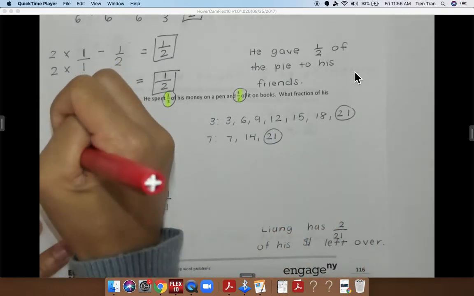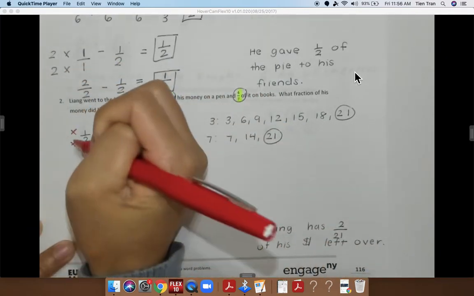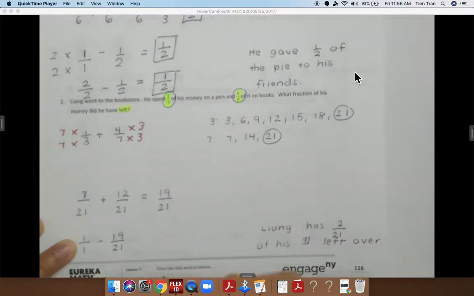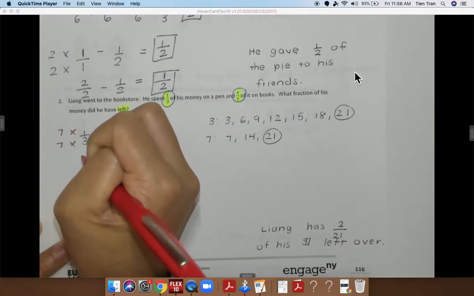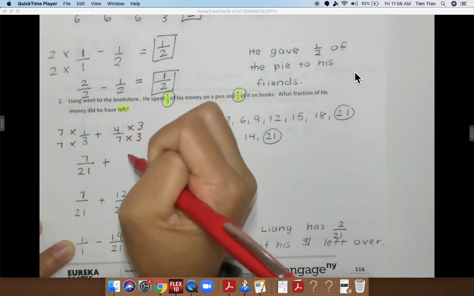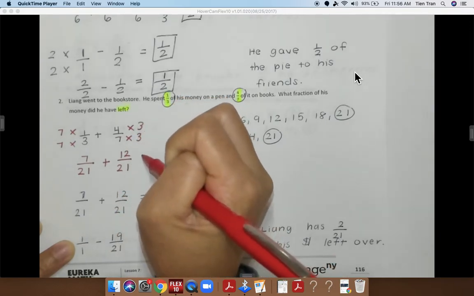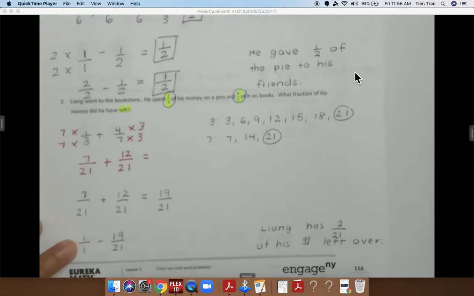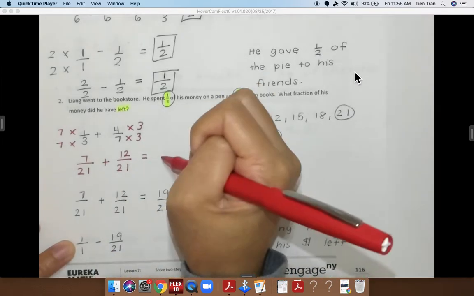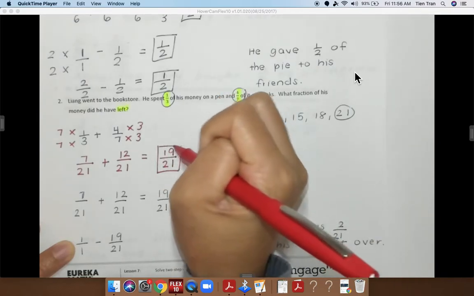So I'm going to multiply my top and bottom number to get 21. 3 times 7 is equal to 21, and 7 times 3 is equal to 21. 1 times 7 is 7. 4 times 3 is 12. Now I can add those numbers together. 7 plus 12 is equal to 19, and my denominator is 21.